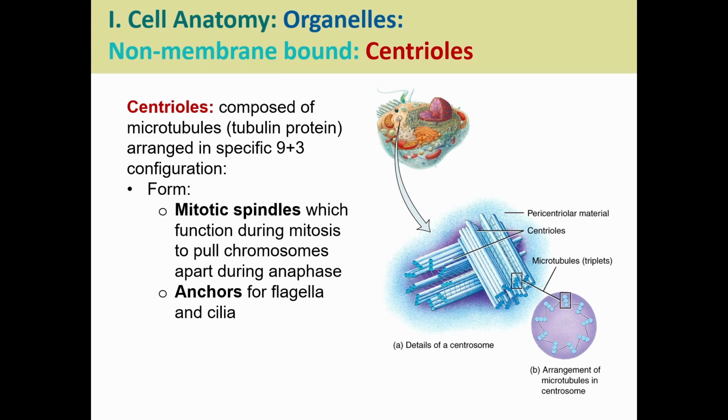So let's start with the ones that do not have membranes, like the centrioles. The centrioles are going to have this 9 and 3 configuration of microtubules. And so the centrioles are kind of the organizing center for a lot of the microtubules, a lot of the filaments that we see making up the cytoskeleton. So they're going to help with mitosis, forming the spindles so that we can move chromosomes around. It's also going to help anchor flagella and cilia down.